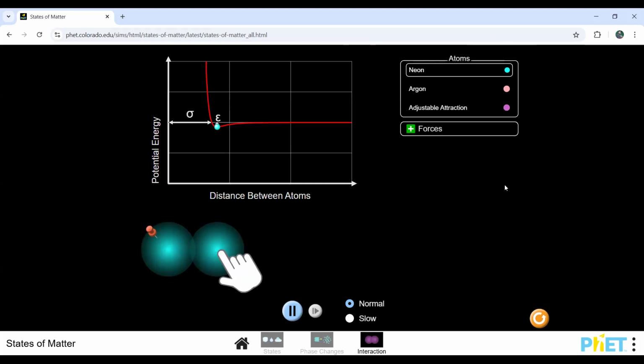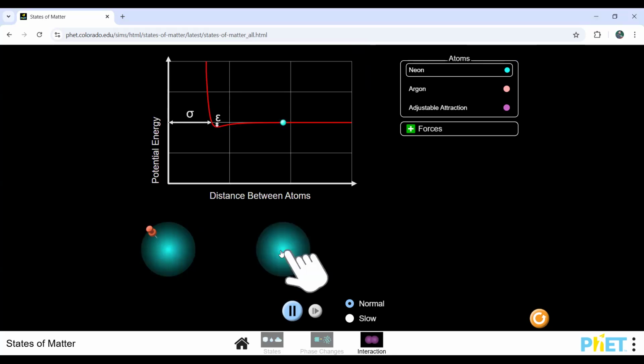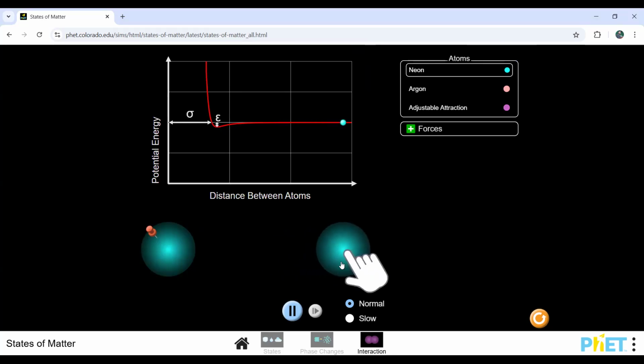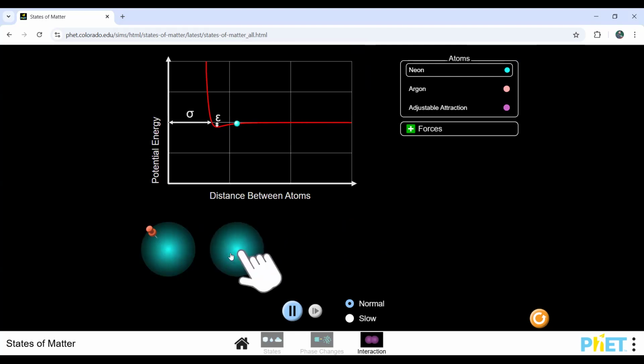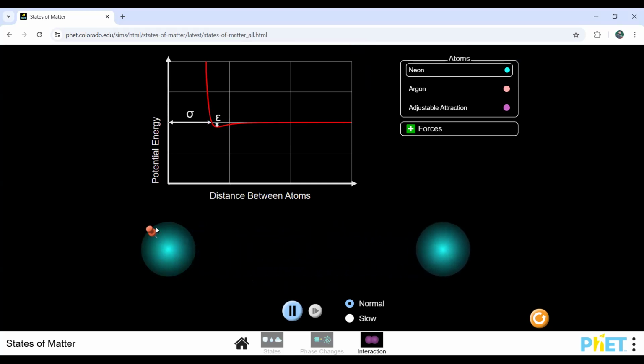So this is a gas representation. If we study the interaction, what's happening? Let's see potential energy and distance between. The potential energy is increasing when you increase the distance, right? And if you bring them closer, what happens? Kinetic energy increases, potential energy decreases.